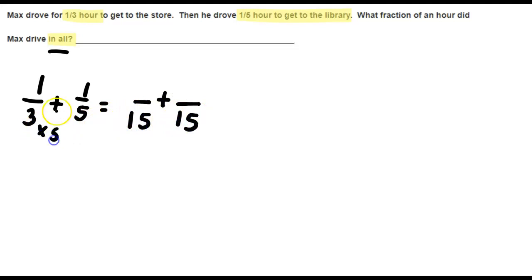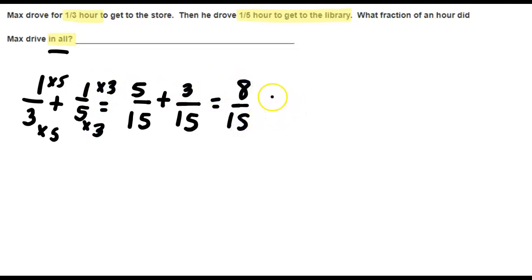3 times 5 is 15. 1 times 5 is 5. 5 times 3 is 15. 1 times 3 is 3. 5 plus 3 is 8 over 15. So he drove 8/15 hours, or of an hour, however you want to say that. So your answer is 8/15.